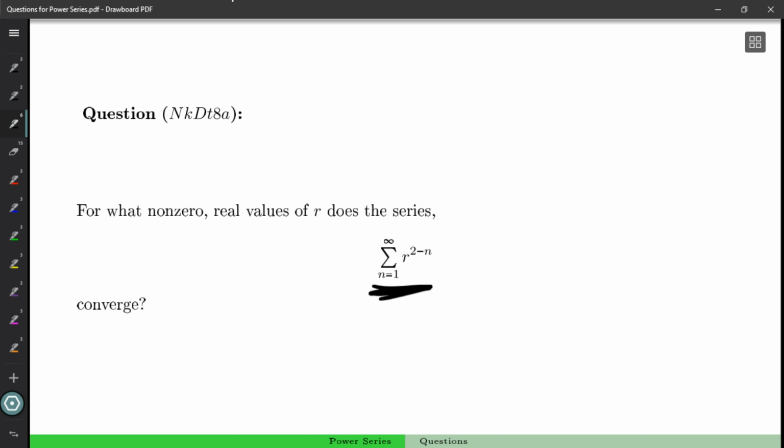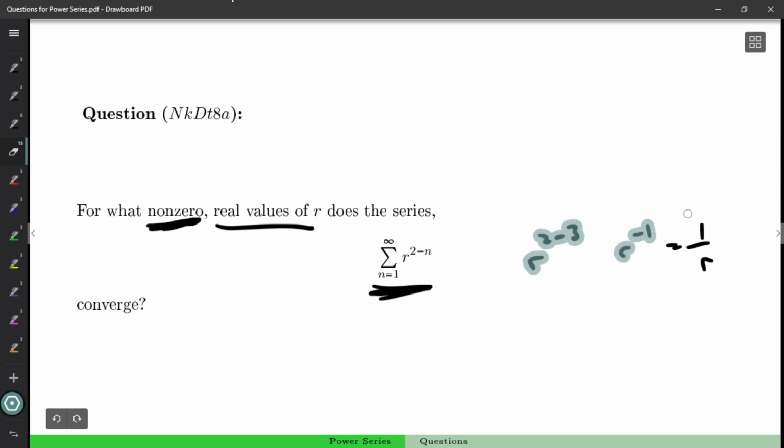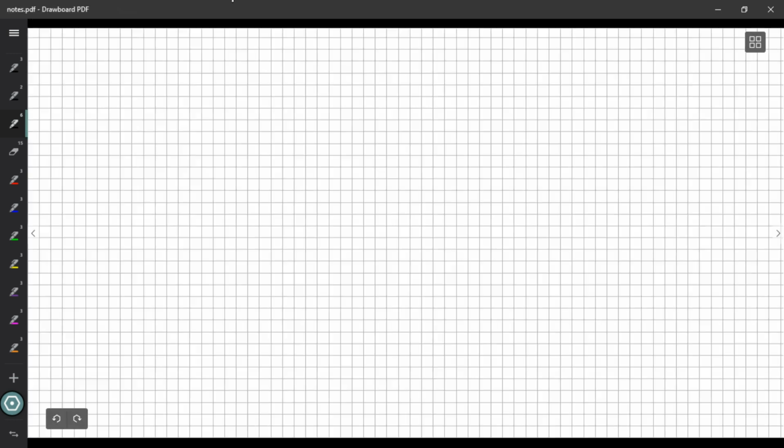Okay. r can be any real number, though. It can't be 0, because by the time you got n equals 3, you'd have r to the minus 1. That'd be 1 over r, so there's no way you could have 0 here. But the r values could be negative. So we can't just use the root test. We're going to have to use the absolute root test. So we'll use the absolute root test.